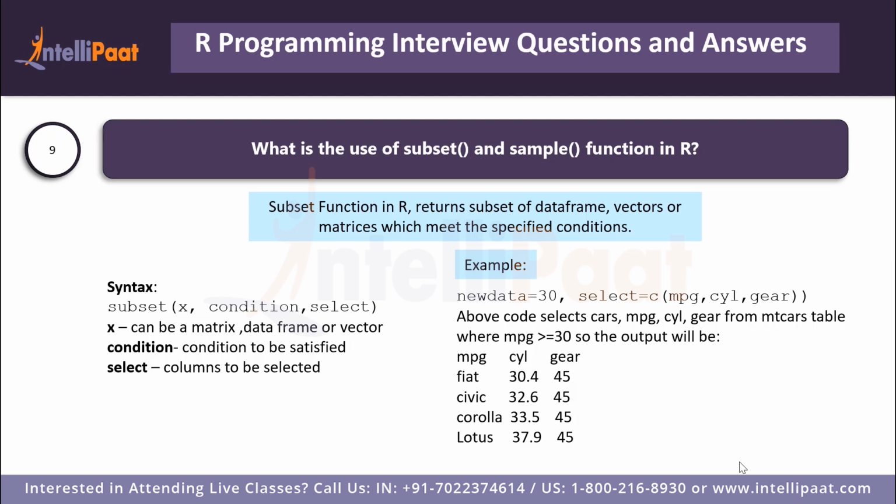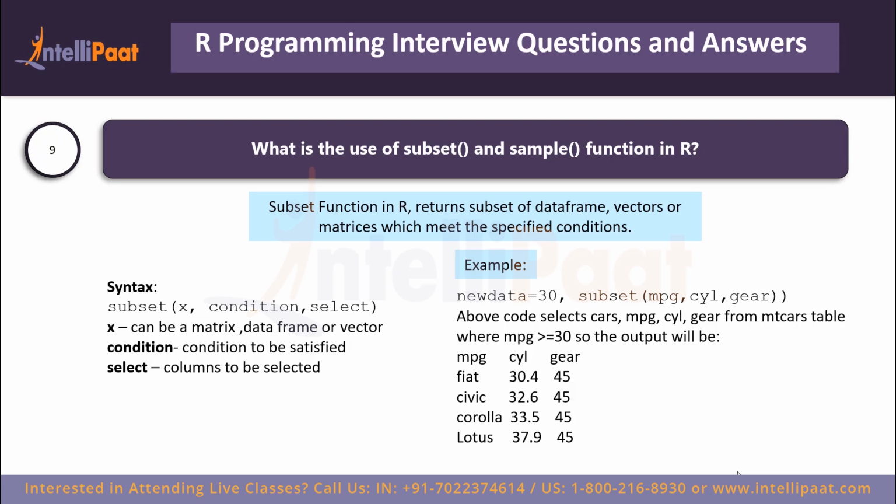Now let us look at an example. So here new data is equal to 30. There is a data set where there are 30 values. We use the subset function and give the arguments. The above code selects the data from the mtcars table where mpg is greater than or equal to 30, and so the output will be, as you can see, the values of mpg, cyl and gear.